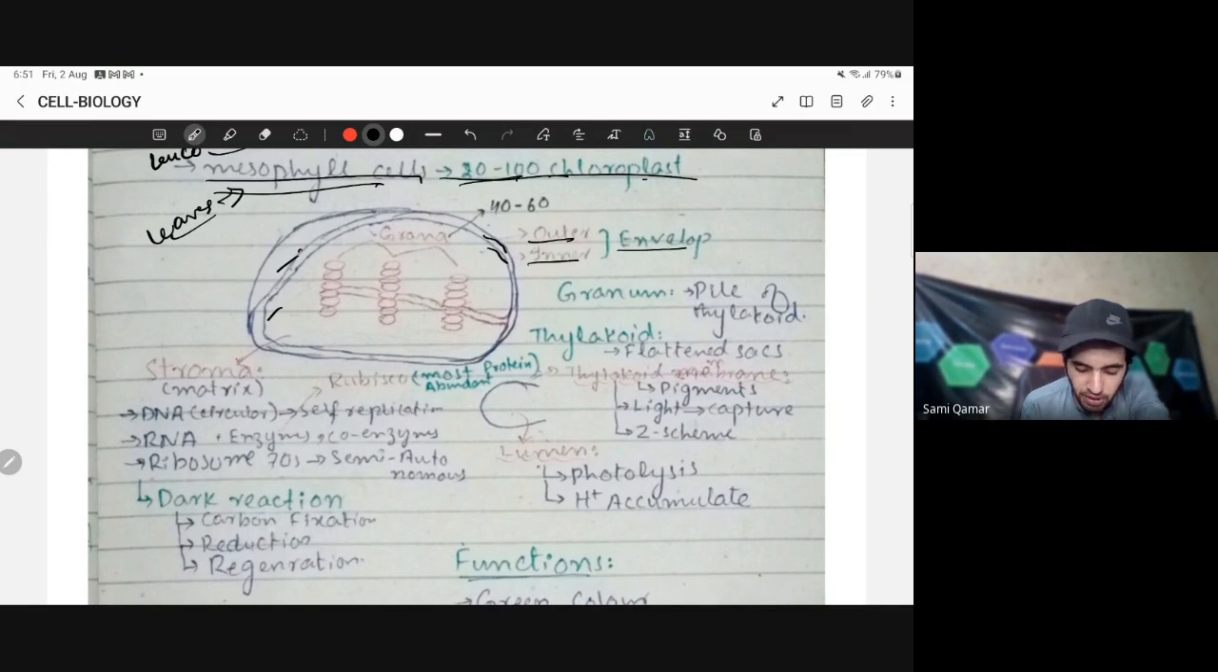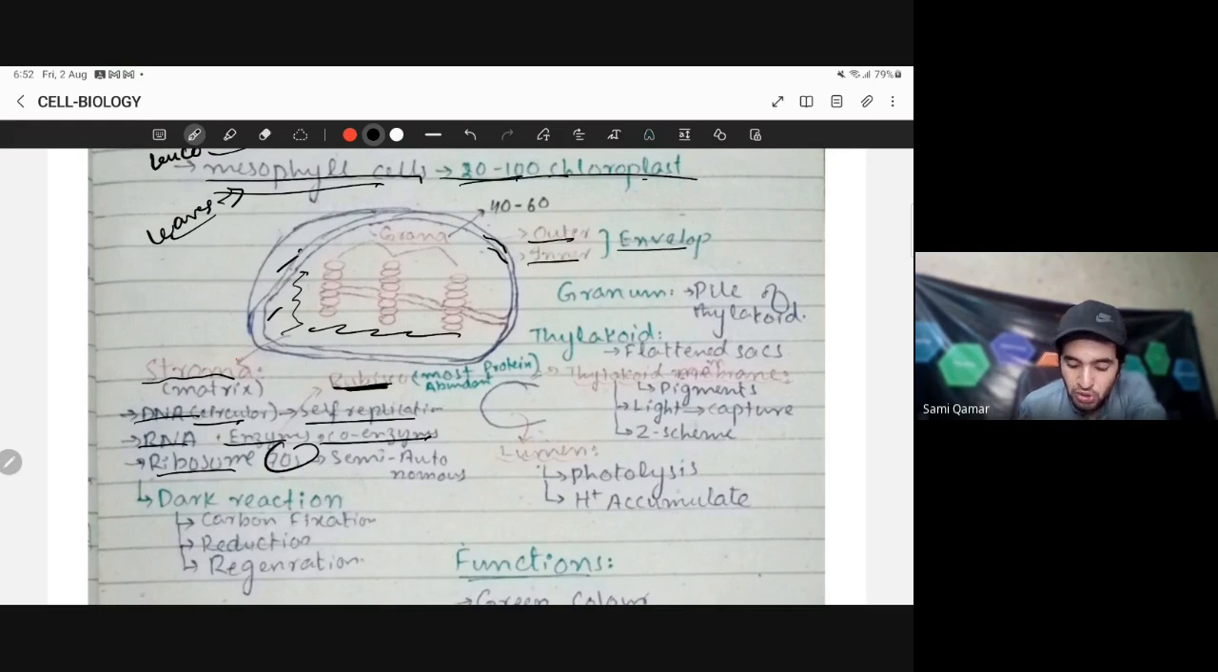Inside it there is a matrix, just like in mitochondria, but in the chloroplast it is known as stroma. It contains circular DNA, just like a prokaryote. Self-replication will occur. RNA will be present, enzymes, coenzymes, and 70S ribosomes. Ribosome is the most abundant protein in the universe, and we will talk about it in bioenergetics.